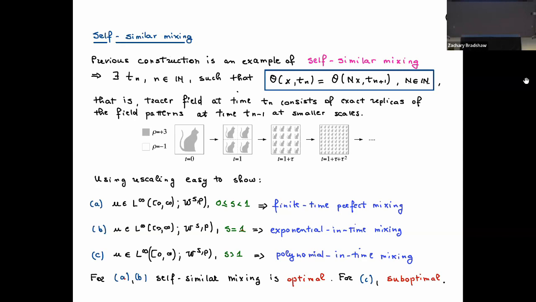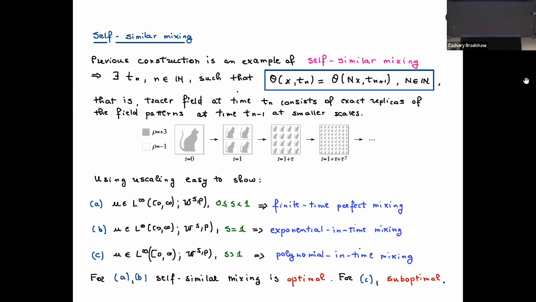Okay, so we say that mixing is self-similar if at certain times the configuration of the tracer at that time is obtained from the previous time step by making a scaling. Okay, so it's exact. So you're making a certain number of exact copies of the previous configuration on the torus. So here are pictures when you take the cat as the initial configuration, you replace it. And then it's very easy to see what happens to the H^-1 norm because you simply rescale.